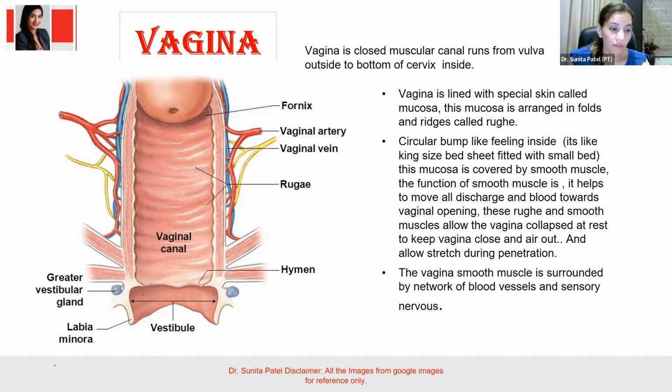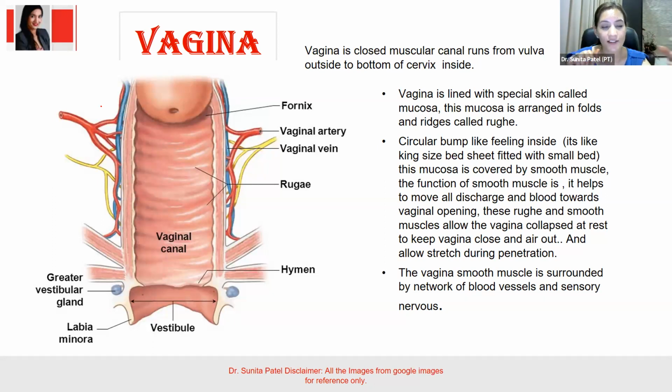We used to believe that the vagina is a sexual organ, but it is again a myth. The vagina is not a sexual organ. The vagina is a part of the reproductive system of a female body. The vagina is a closed muscular canal which runs from the vulva outside. Outside we saw the vulva, the vestibule. From the vestibule, if you keep inserting your finger inside, the whole vagina is present inside the body.